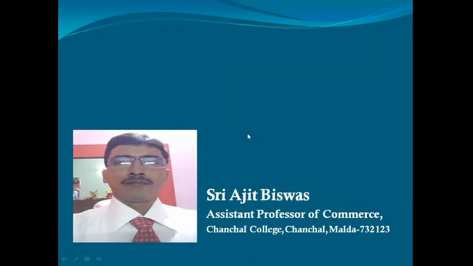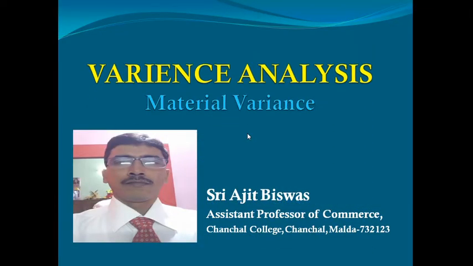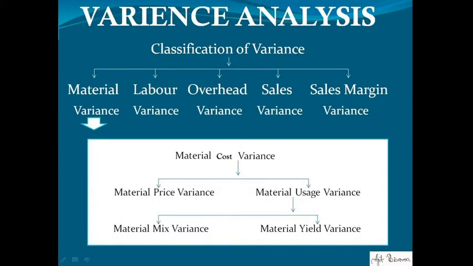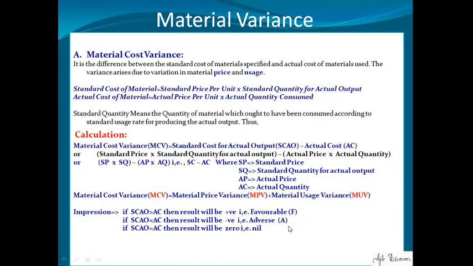My dear students, today I want to discuss material variance first and then solve a problem on material variance. You know, material variances are five variances. Total variance is cost variance and then subdivided into price and usage, and usage variance subdivided into two variances, mix and yield. Let's discuss elaborately.